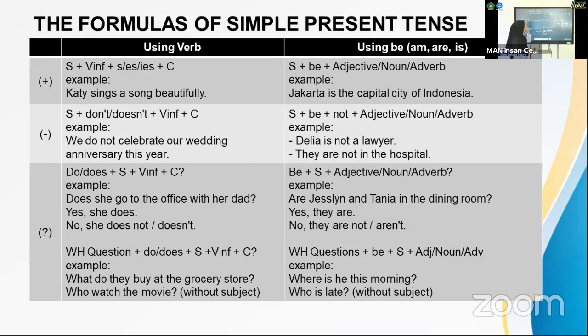So we are going to move to the second pattern, which is using to be here. Ya. Okay, the second is using to be. Jadi to be-nya present tense itu ada berapa sih? How many to be at the simple present tense? 3 ya. Is, am, are. To be. Okay.